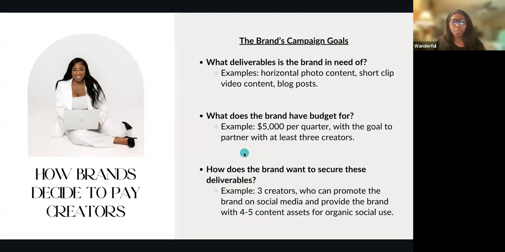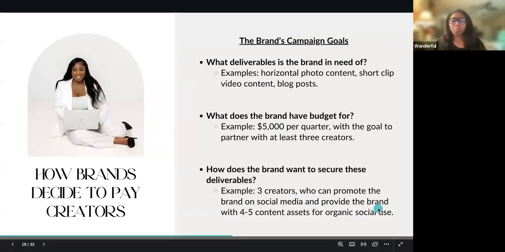So the brand thinks, how do we want to secure these deliverables? We already know what we want. We already know how much we're willing to pay. How are we going to stretch this? In this example, they're going to work with 3 creators who can promote the hotel on social media. So they want a creator who is not just pitching to them for UGC content, meaning, oh, I just want to create content for you so you can use it for your photo library. In this case, they're like, no, we want social media promotion. So if you can post this on your social media, you're golden.